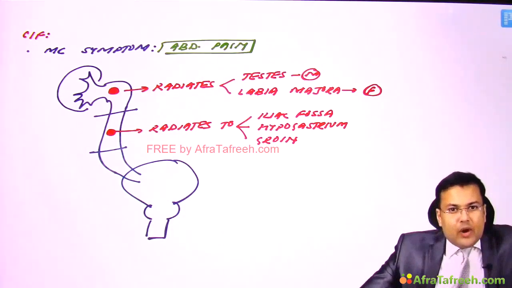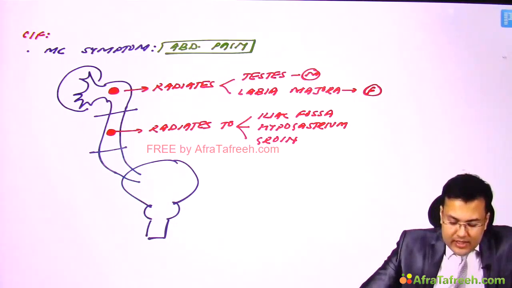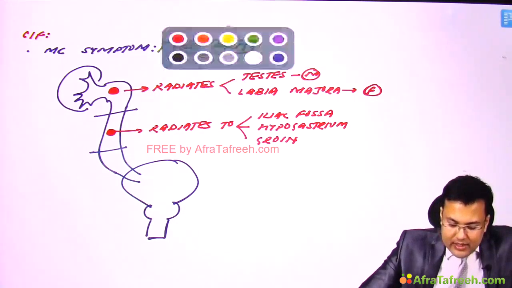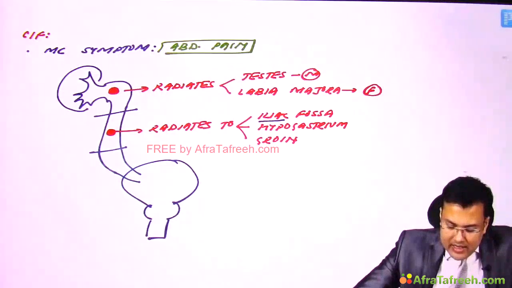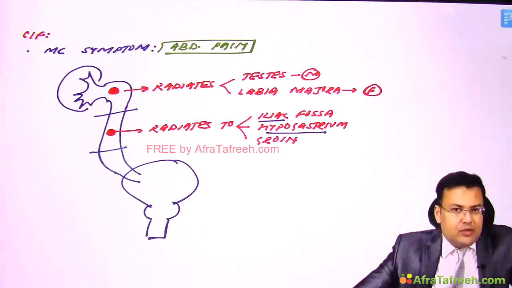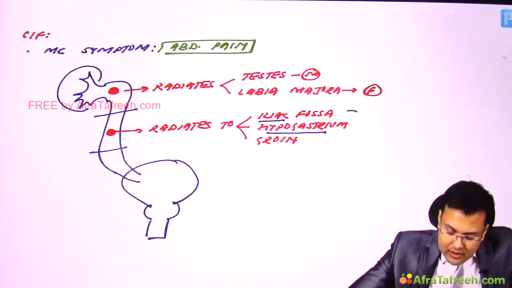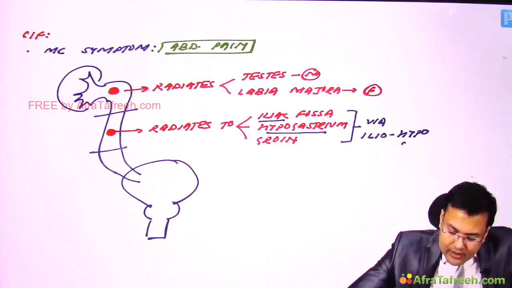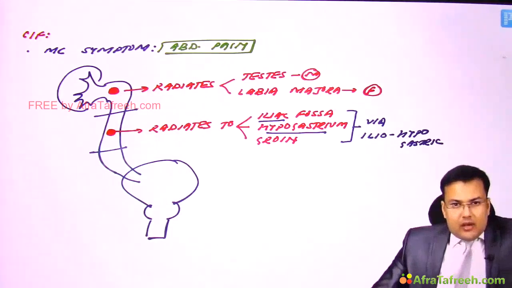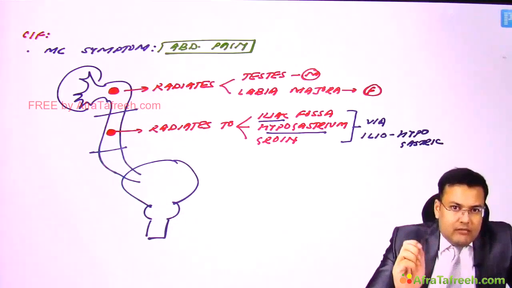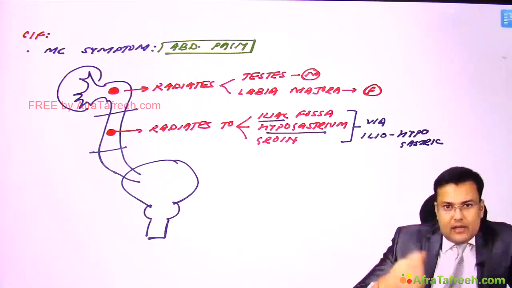So question, via which nerve? You can easily remember: iliac fossa, hypogastrium. So what's the name of the nerve? Via the iliohypogastric nerve. Simple.